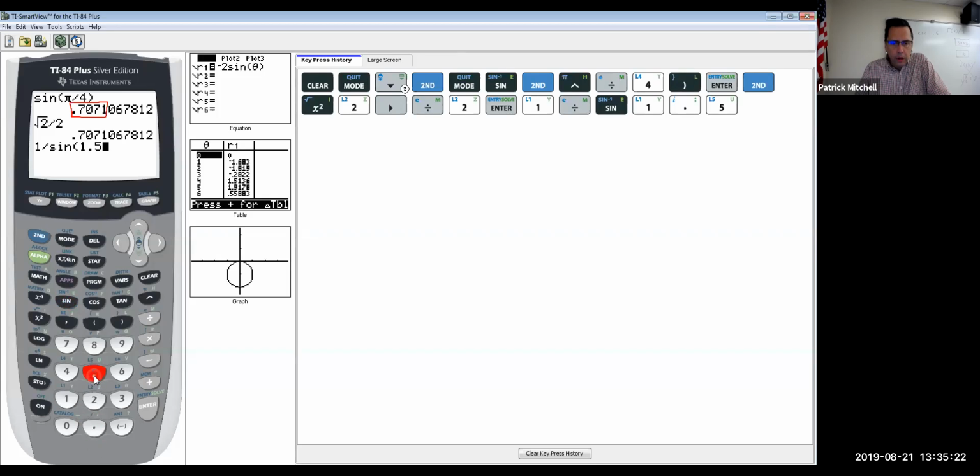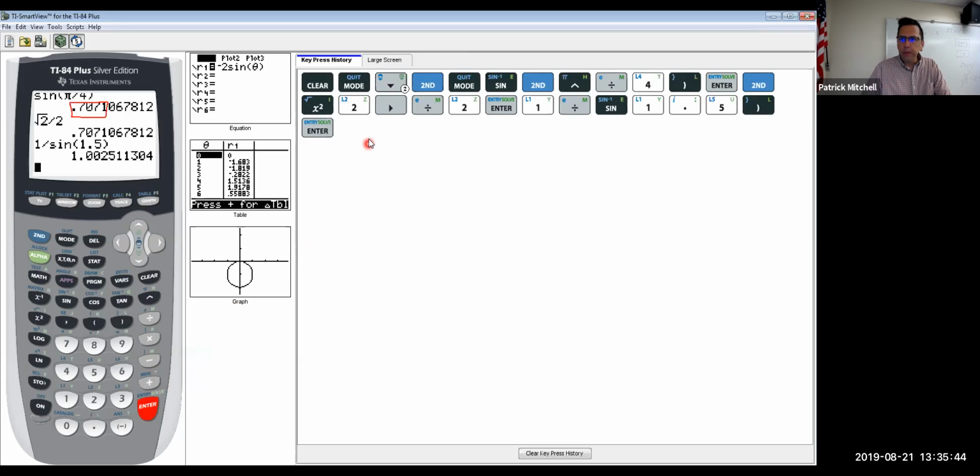All right. And I am still in radian mode because it said cosecant 1.5. It did not say cosecant 1.5 degrees. Whenever you don't see a degree symbol, it's fair to assume it means radians. Okay. So 1 divided by the sine of 1.5 to 4 decimal places would be 1.0025.